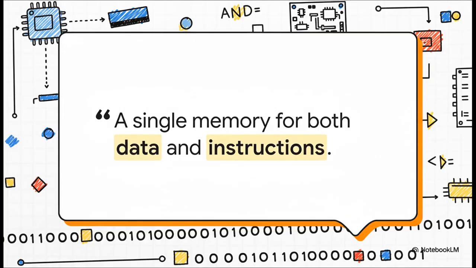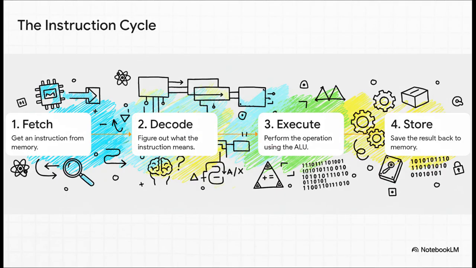See, before this, computers were clunky. They kept their instructions and their data in totally separate places, which made them super rigid. Von Neumann's idea was revolutionary, but also beautifully simple. Just store them together in the same memory. All of a sudden, the recipe book and the ingredients are on the same kitchen counter. This made computers flexible, powerful, and easy to reprogram. A total game changer.